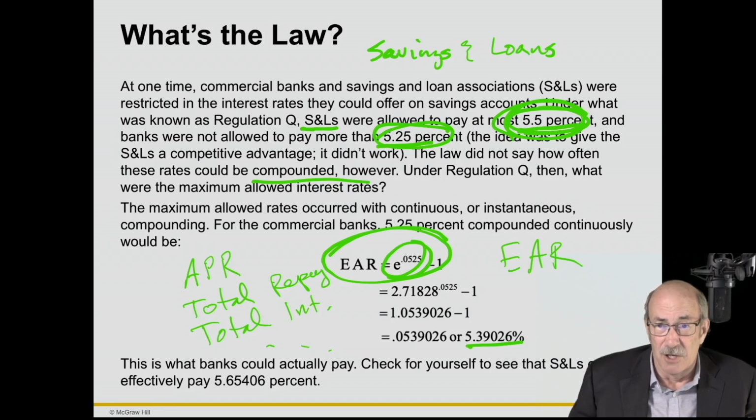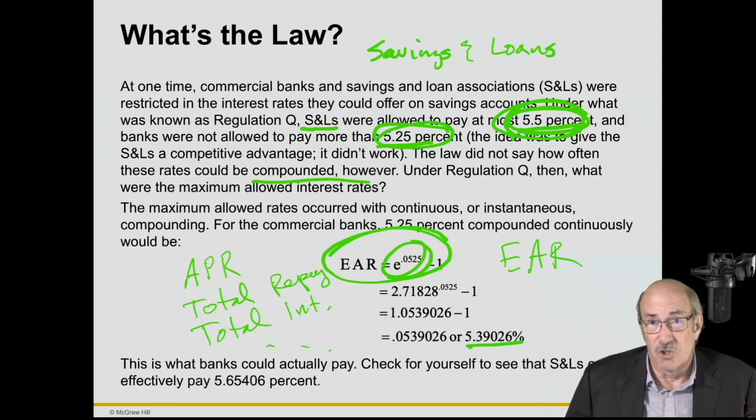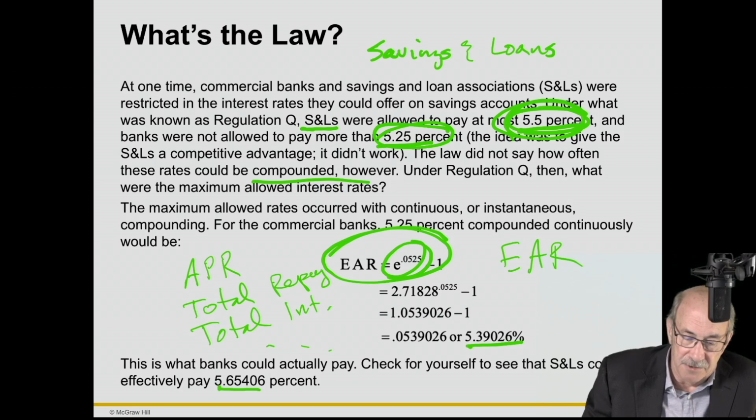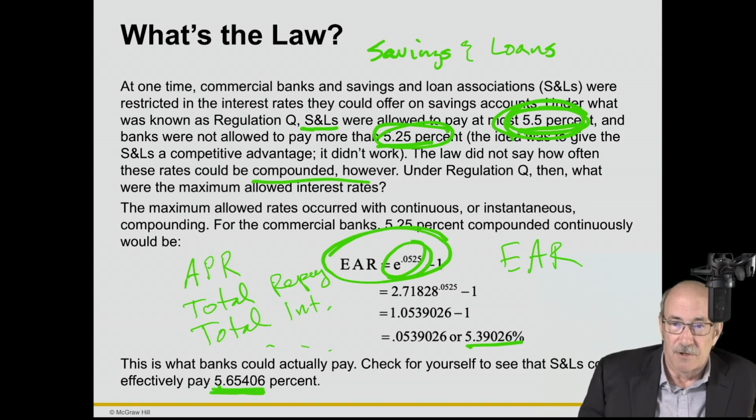Now, of course, the S&Ls could have done compounding like this too. And of course the amount of compounding that they would do would be based upon the competition, right? What are the other S&Ls doing? If they're compounding, then you would want to compound on a weekly or daily or continuous time basis. That would raise the 5.5% to a higher level as well. So, in fact, here's the figure right here. They could have actually gotten up to 5.65%.